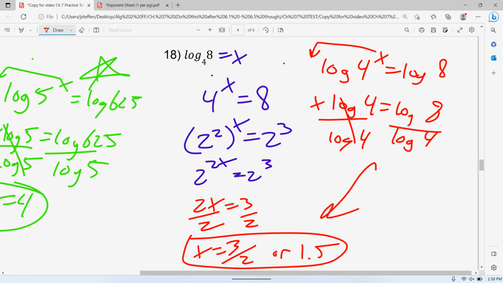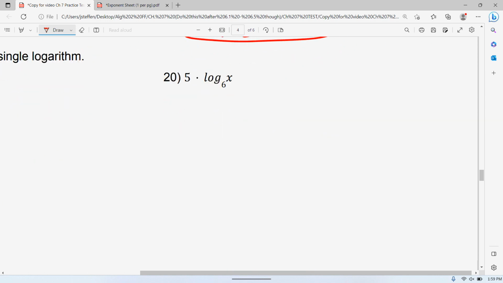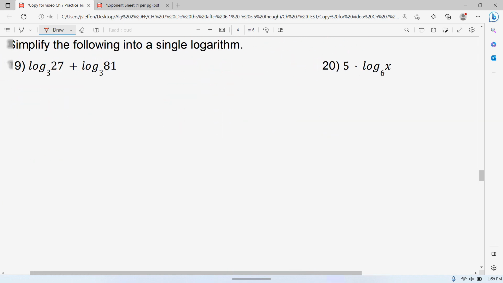For what it's worth, if you show your work this way, that's actually something called the change of base formula, and it means that you can change the base of any logarithm. I'm not going to get into it because we don't use it very often, but that is a property that does exist. If you're interested, totally talk to me and I'll tell you.